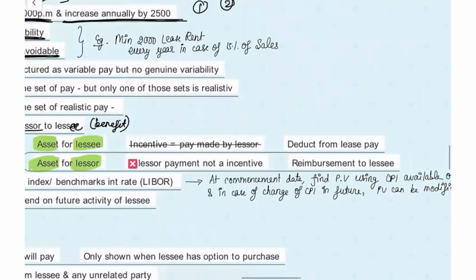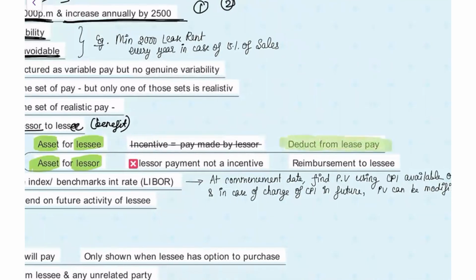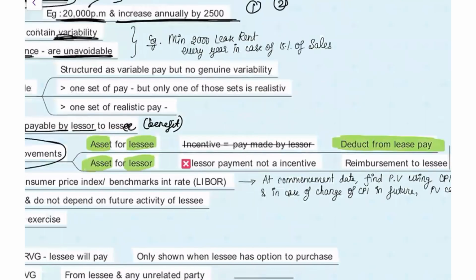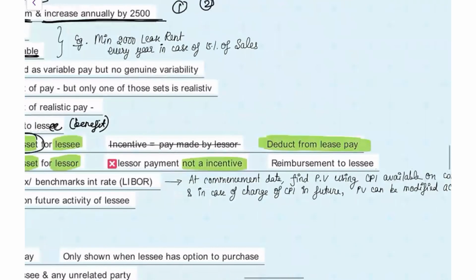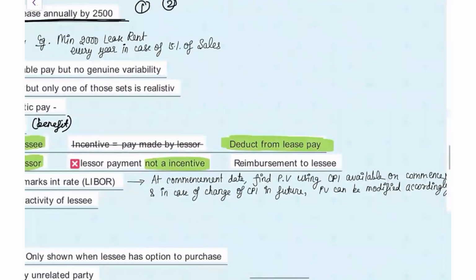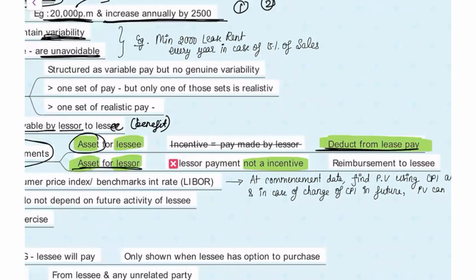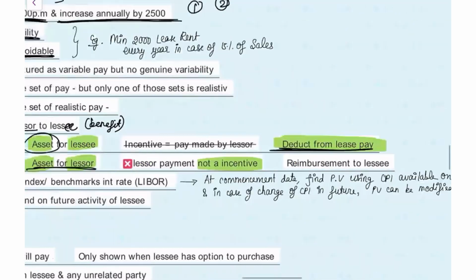So in such a case, you will deduct that from your lease payments. Such lease incentives, you will deduct from your lease payments. Okay. But if it is an asset for the lessor, then it is not like an incentive to you. Only and only when the lease incentive the lessor is giving to the lessee is a benefit to the lessee, you can deduct it from your lease payment. But if it is not a benefit to the lessee and it is a benefit to the lessor himself, then this is not like an incentive. Okay, you're not going to get any benefit from it.